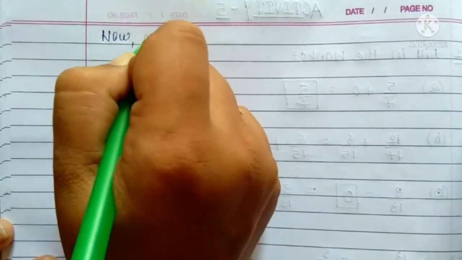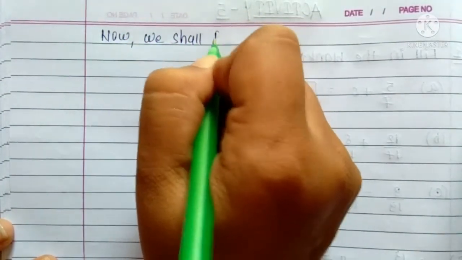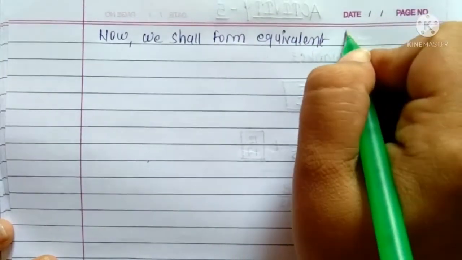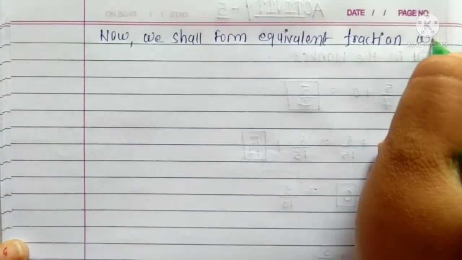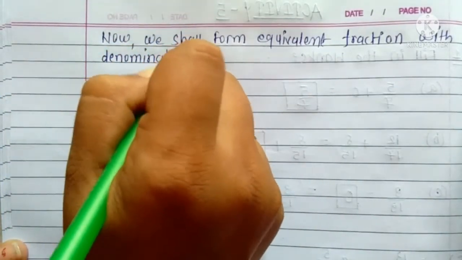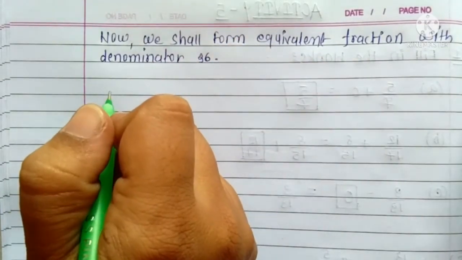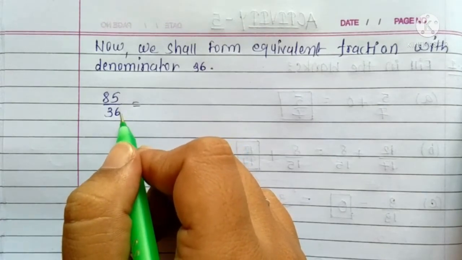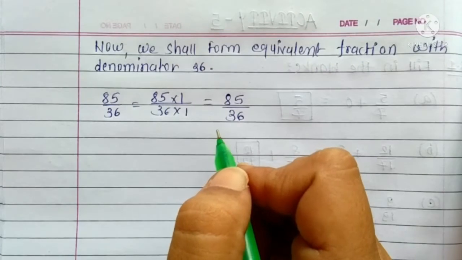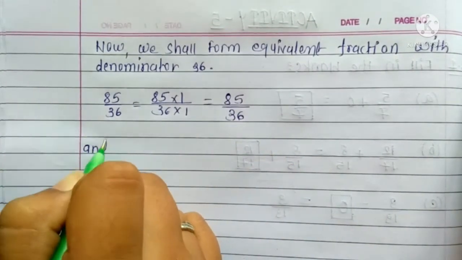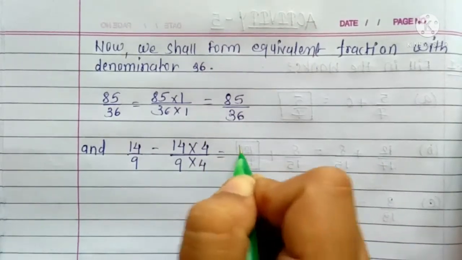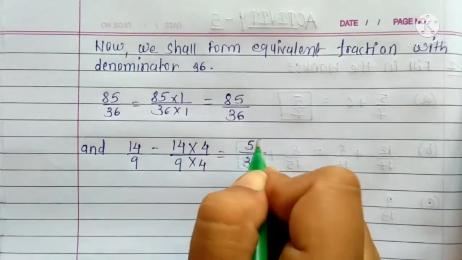Now we shall form equivalent fractions with denominator 36. 85 upon 36 में denominator already 36 है, तो हम यहाँ पे 85 upon 36 को 1 से multiply करेंगे, जिससे हमें denominator में 36 मिलेगा, and 14 upon 9 में numerator and denominator को 4 से multiply करने से denominator में 36 मिलेगा, and numerator में 56 मिलेगा.